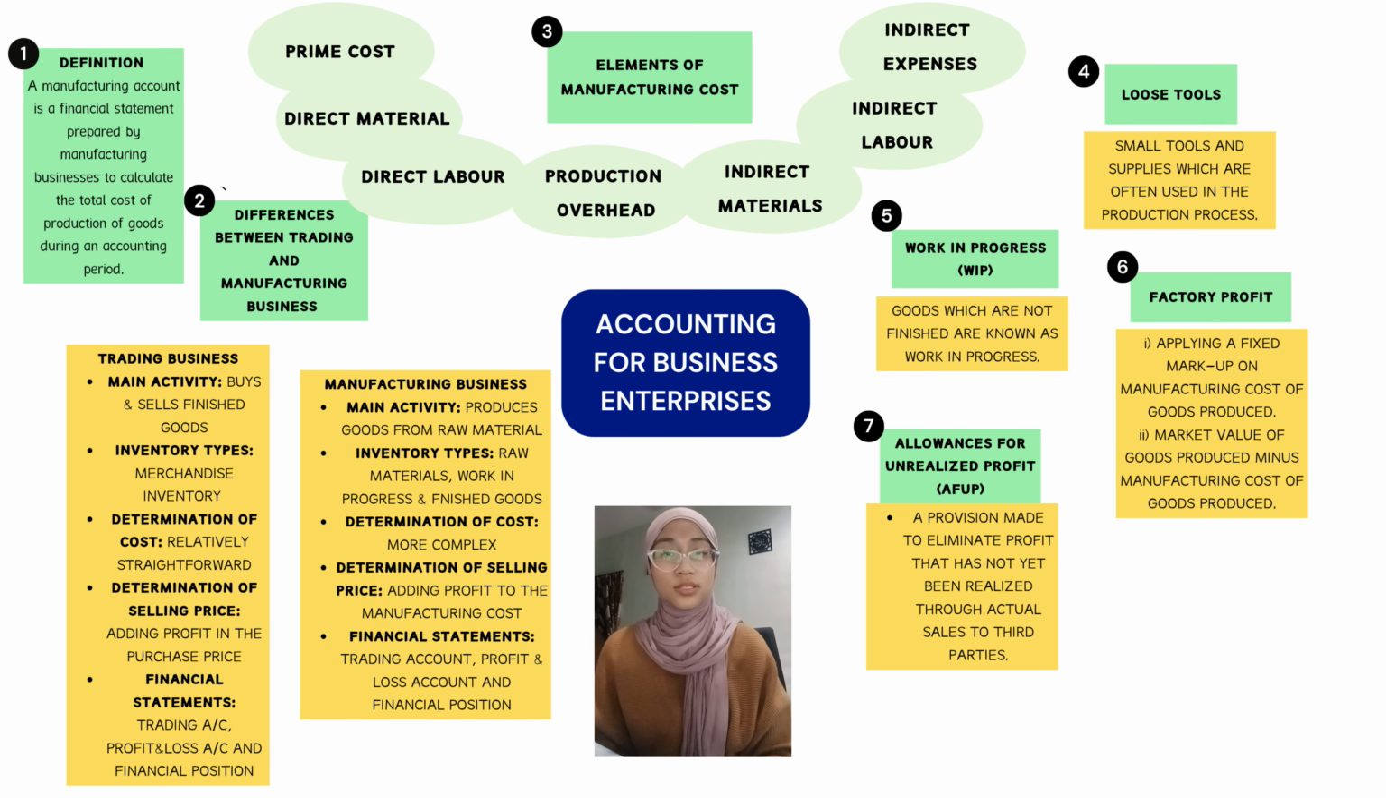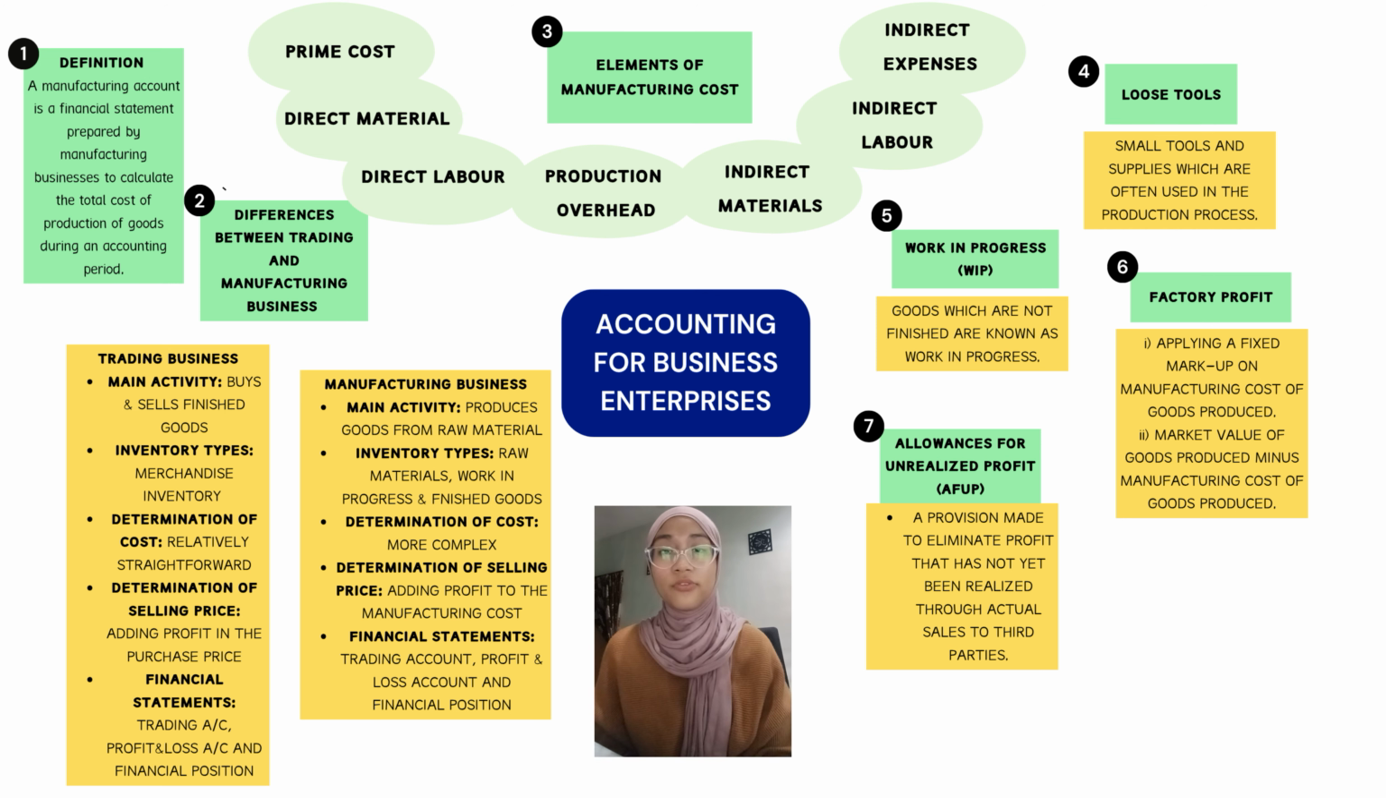Firstly, trading businesses mainly buy and sell finished goods only. They use merchandise inventory, and the cost determination is usually simple because it is focused on purchasing and selling finished goods. Profit is added to the purchase price when they want to set the selling price. Their financial statements include a trading account, profit and loss account, and financial position.